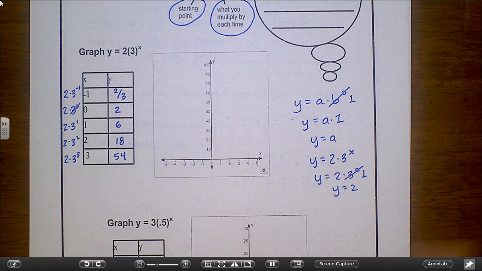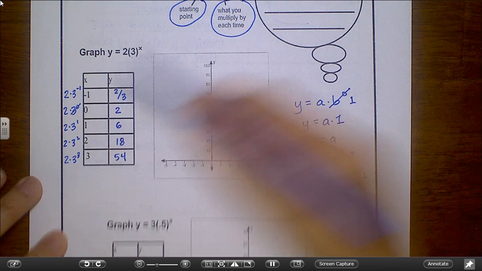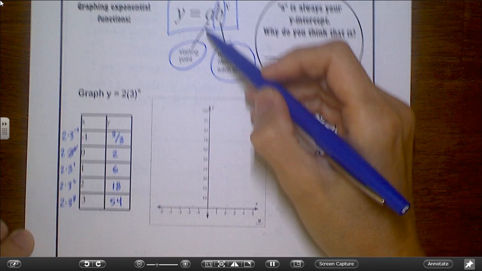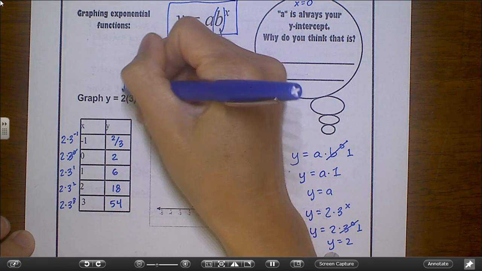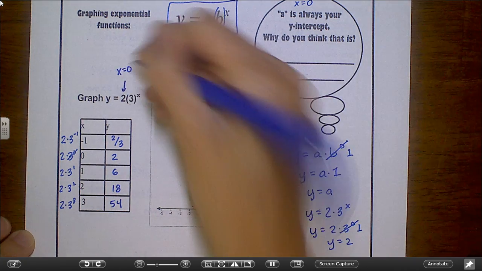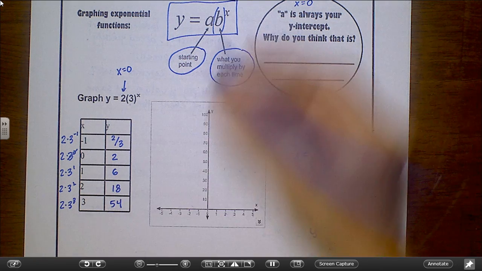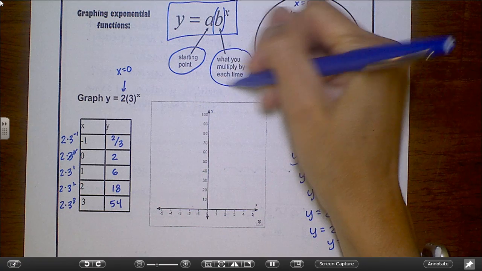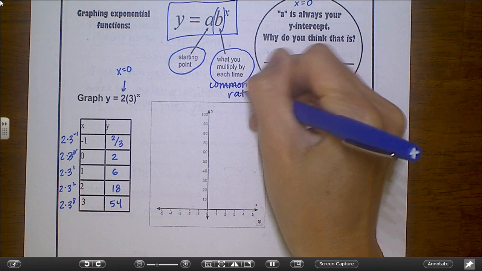Now, there is a much easier way to do this, right? So I know that this is my starting point. This a value is my starting point. So if I went y equals 2 times 3 to the x, that's my start. So x equals 0, that's my y value. Okay, so I can just fill that in right away. This b is what you multiply by each time. That is your common ratio.